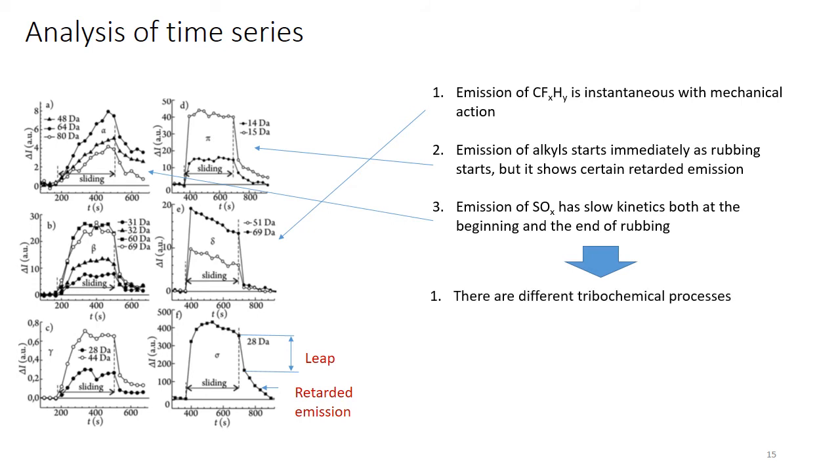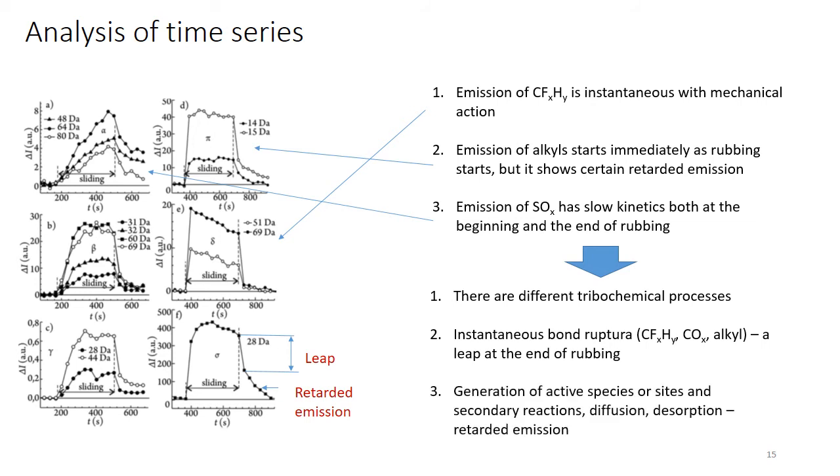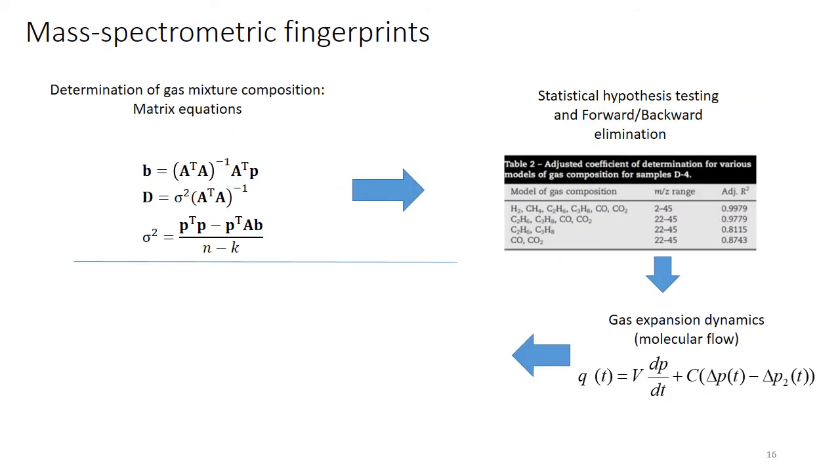So as a conclusion for this page, we can say that there are different tribochemical processes which can be instantaneous, like bond rupture, which is characterized by the leap at the end of rubbing, and also it can be generation of active species or sites and secondary reactions, diffusion, desorption, which lie behind retarded emission.